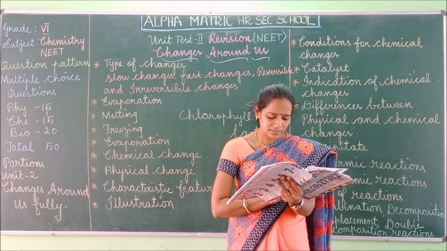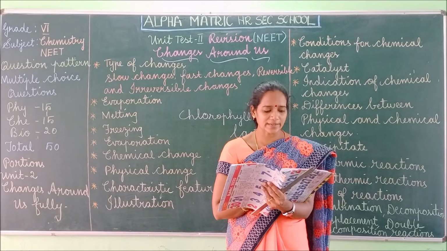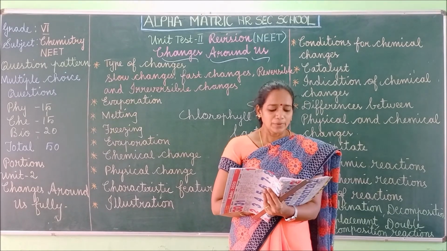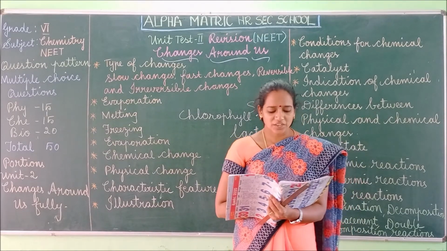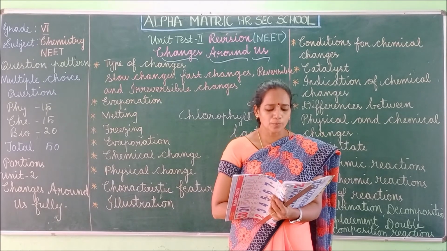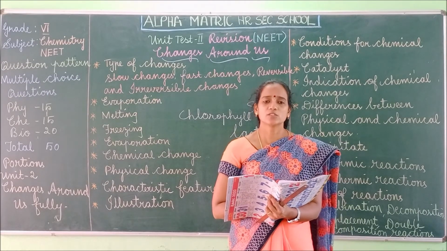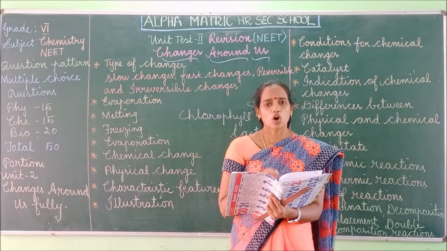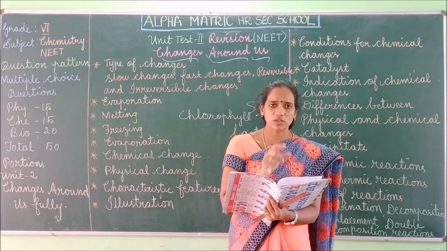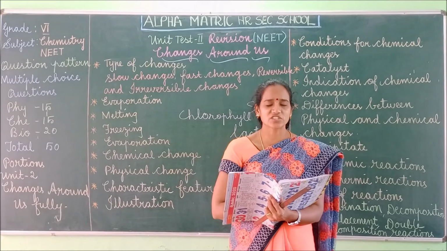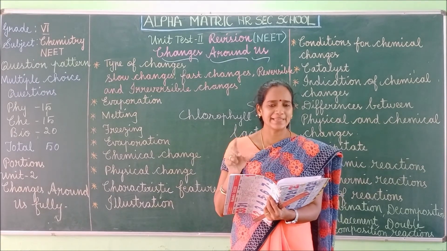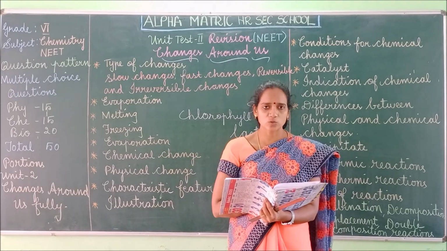Next, return to the last page, page 26. Double decomposition reaction. Here two compounds react with each other and exchange their ions to form a new compound. Such reactions are called the double decomposition reaction. You learn the chemical equation also, examples also you should learn.